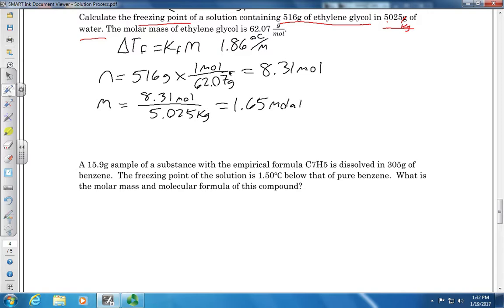And then you could similarly look up, this is K sub F. You can also look up K sub B if we wanted to look at the boiling point, which is equal to, let's see, in your book it says 0.52 degrees C per molal. So let's do both. Let's find both the freezing point and the boiling point.